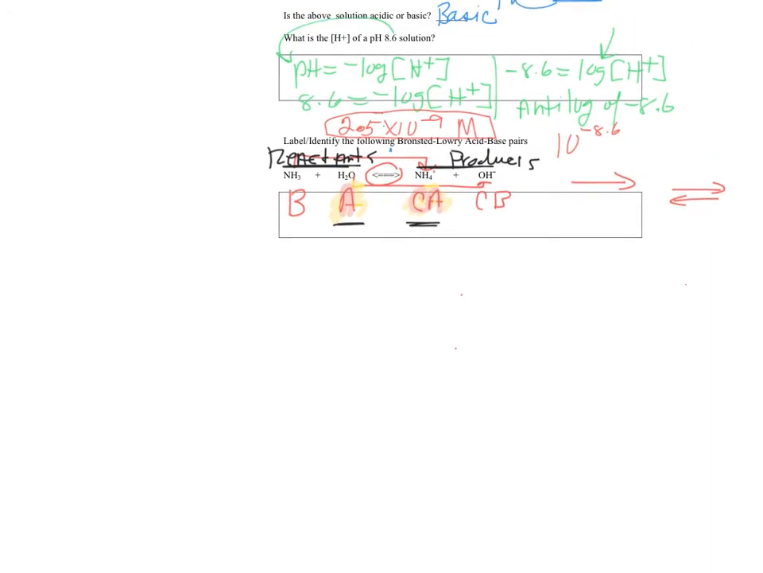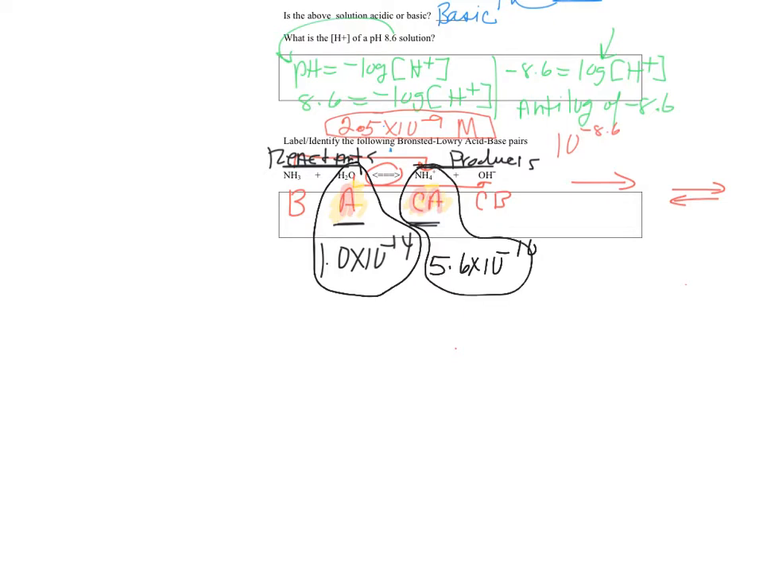And if you go to your table, you're going to see that the value for water is 1.0 times 10 to the minus 14. And you're going to see that the value for NH4+ is 5.6 times 10 to the minus 10. So we have two values: the value for water and the value for NH4+.